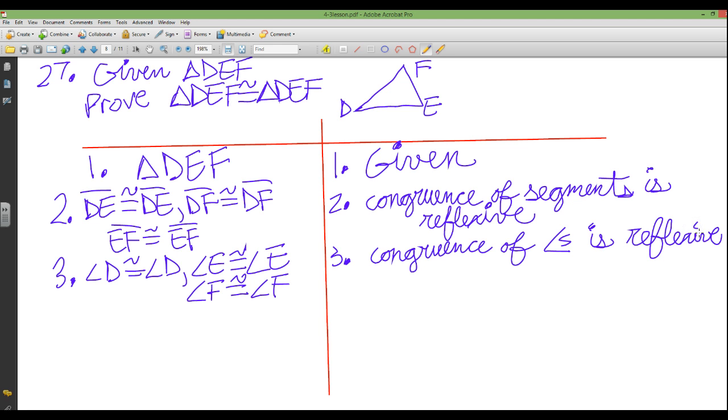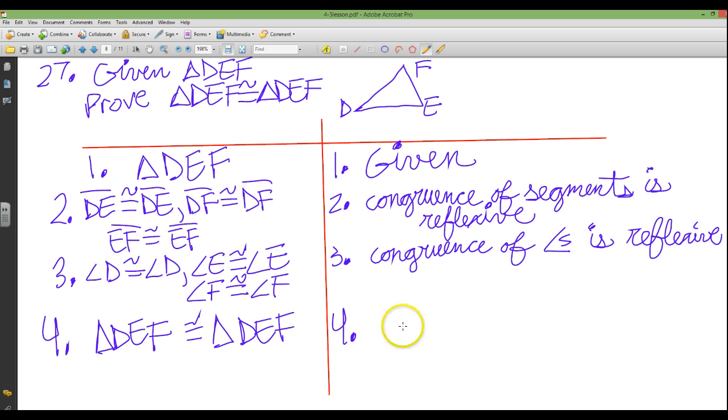So by the definition of congruent triangles, all the corresponding parts are congruent. So all the sides are congruent, all the angles are congruent. So we can say that triangle DEF is congruent to triangle DEF by the definition of congruent triangles.